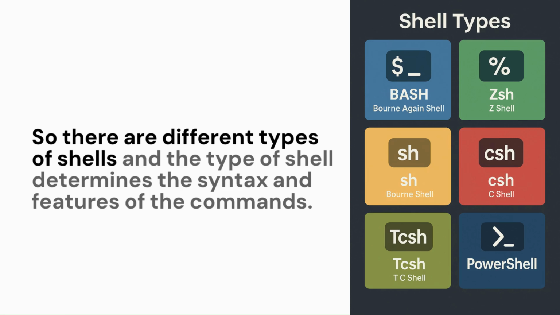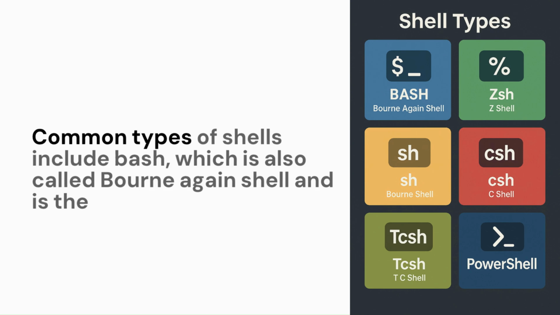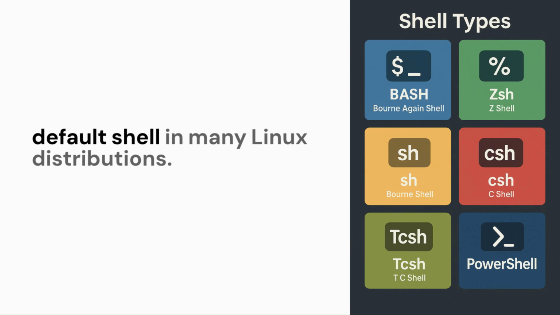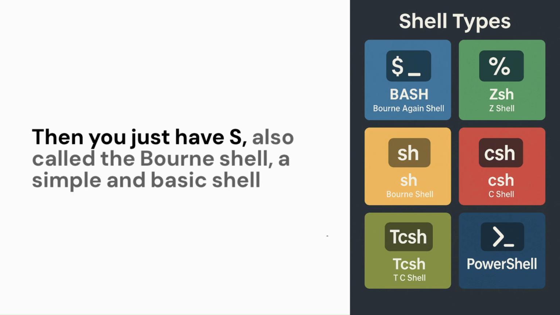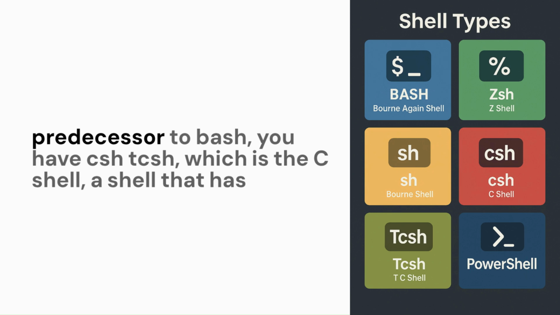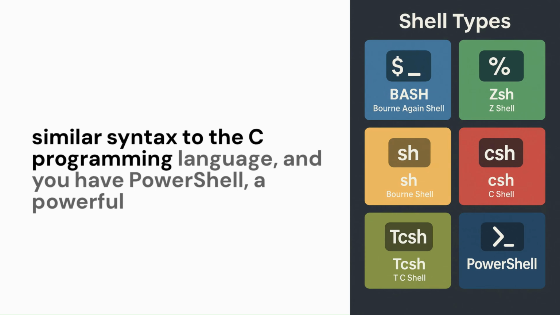So there are different types of shells. Now the type of shell determines the syntax and features of the commands. Common types of shells include Bash, which is also called Bourne Again Shell, and is the default shell in many Linux distributions, the Linux operating systems. Z shell, or zsh, is an enhanced shell with more features and customization options. Then you just have sh, also called the Bourne shell, a simple and basic shell, predecessor to bash. You have csh, tcsh, which is the C shell, a shell that has similar syntax to the C programming language.